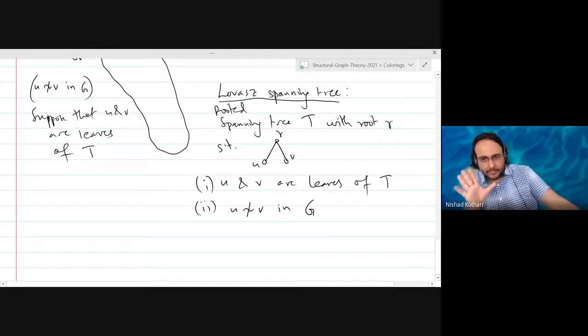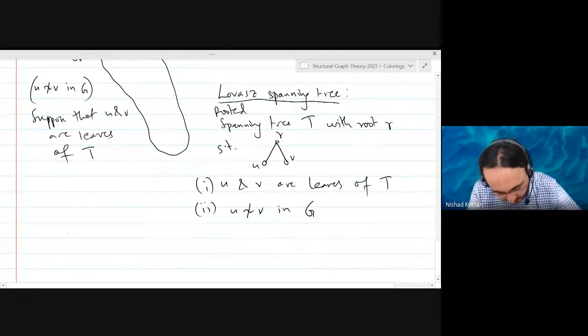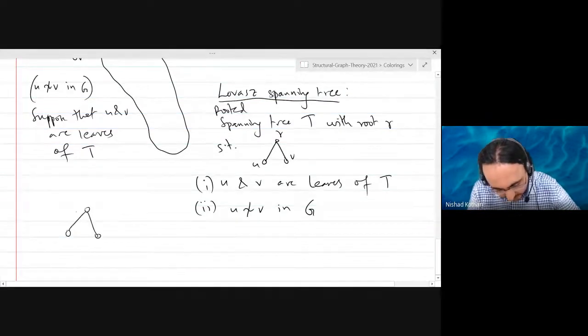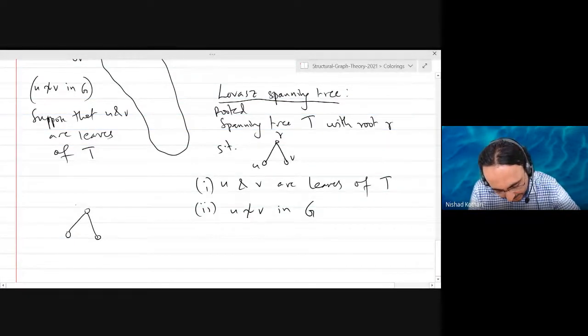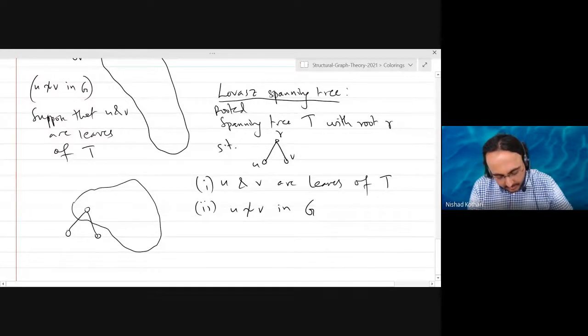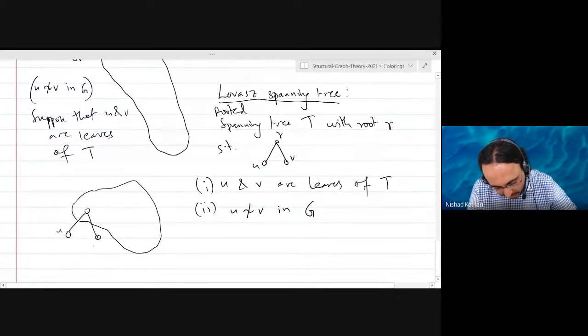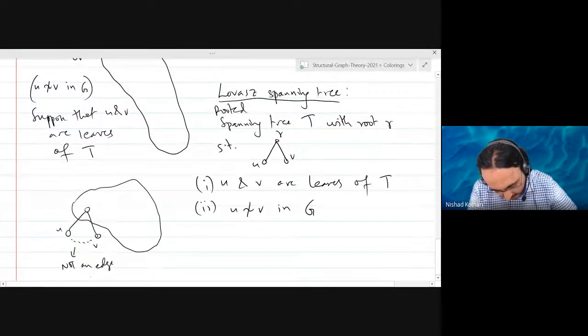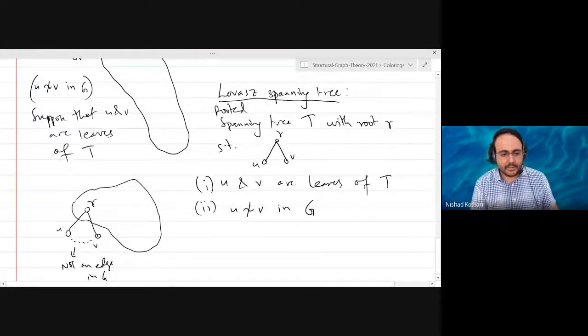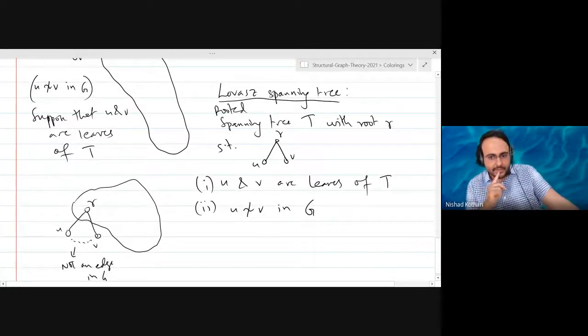So we want the spanning tree. In fact, you can even forget about the root if you like. Root is not really important. What you want is there to be two leaves in the tree, and you want these two vertices to not be adjacent in the graph G. So this is not an edge in the graph G, because if you have such a thing, you can take this to be your root vertex, and you have a Loa spanning tree as I've defined it.